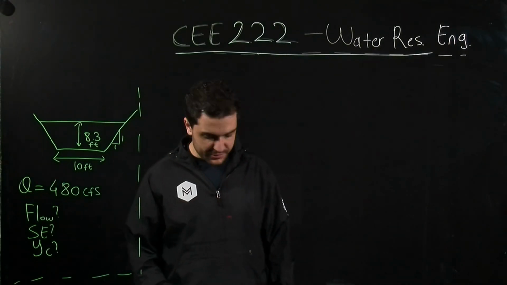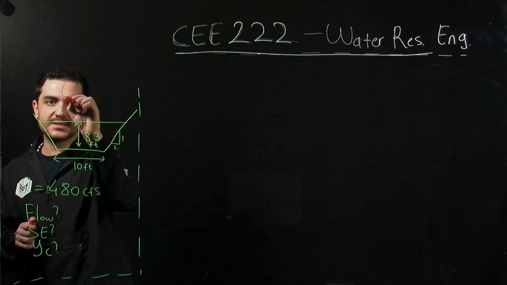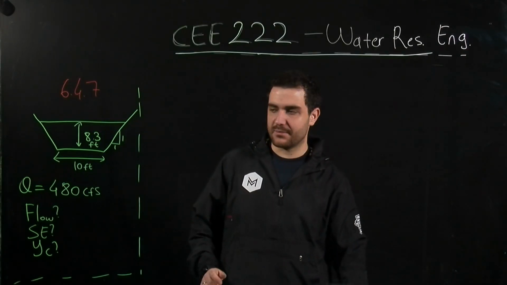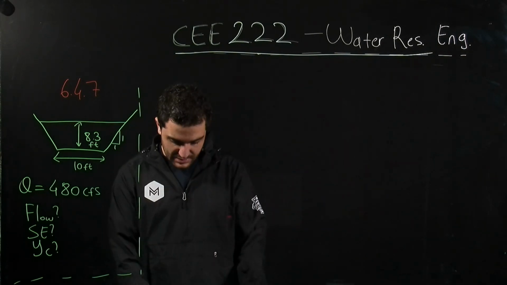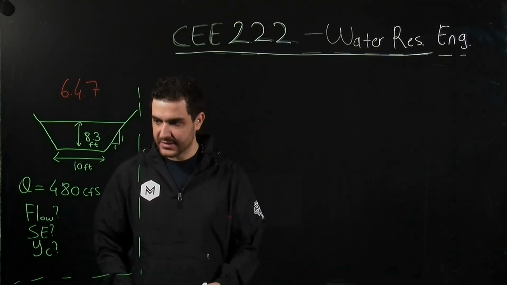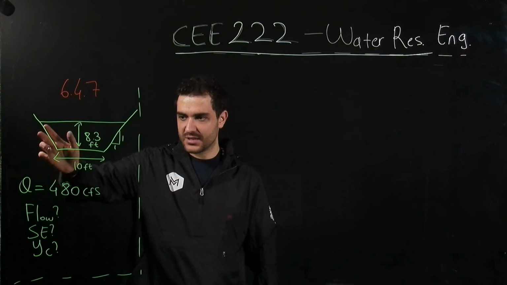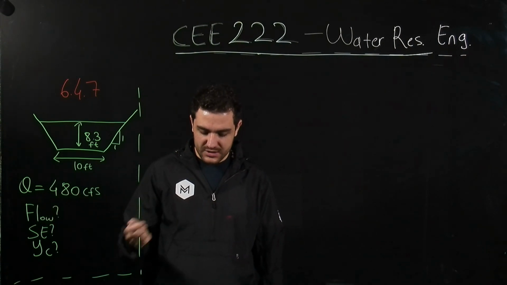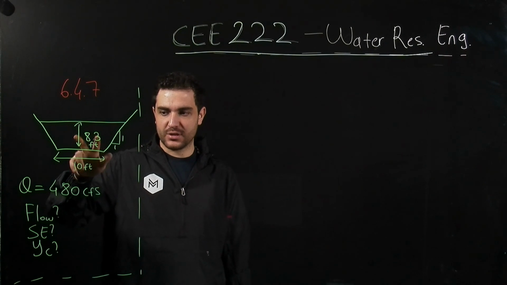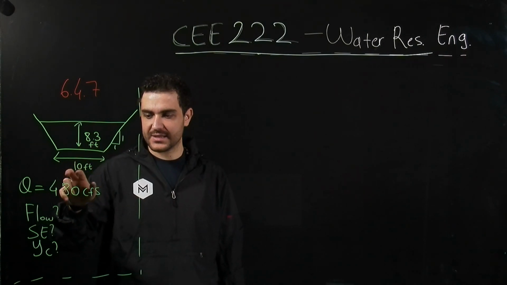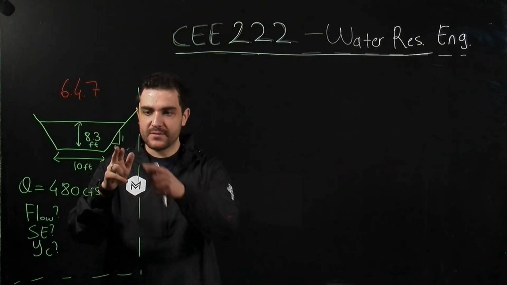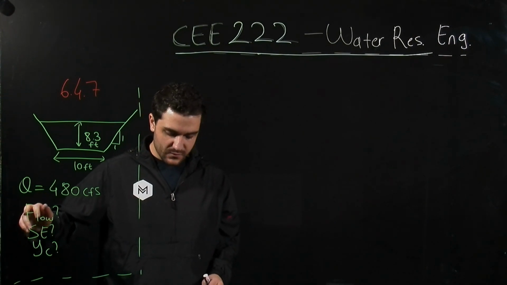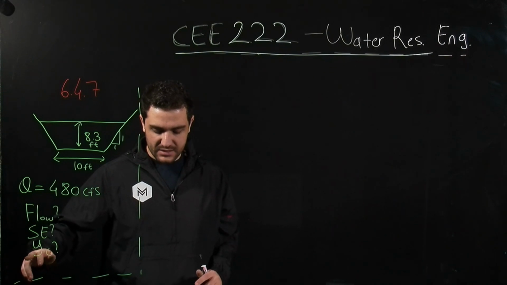Let's continue with question 4. This is question 6.4.7. Again, we have a very similar question to previous ones. Let me start with the question text. Here we have a trapezoidal channel, and it conveys 480 cubic feet per second of water. The depth of the water is 8.3 feet, and the bottom width is 10 feet. We have side slopes as 1 to 1. So we need to find the flow classification, the specific energy, and the critical depth.